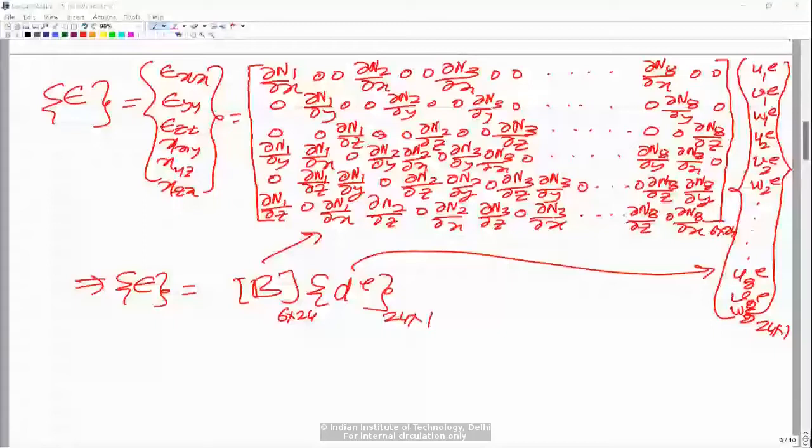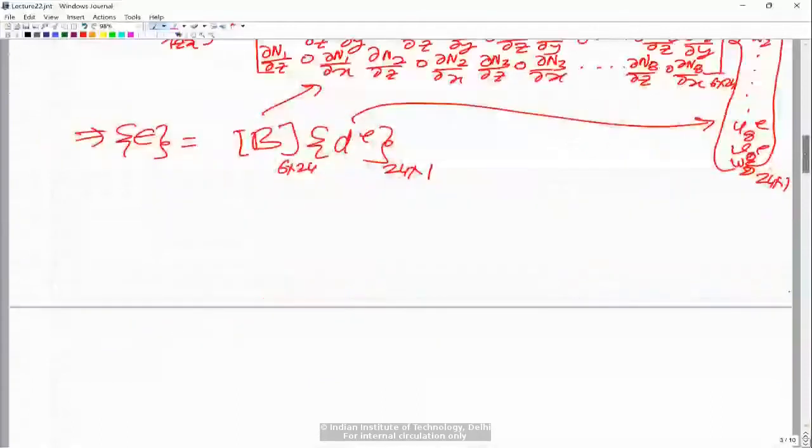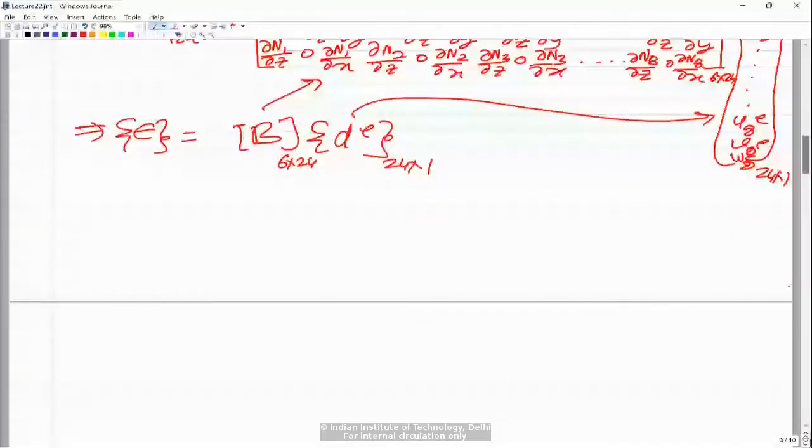Now, once we have defined the strain displacement matrix, the interpolation matrix for u, v, w, and all six components of strain, the development of the element level governing equations is straightforward. But before that, I have already talked about the shape functions. N1 to N8 are shape functions written in terms of natural coordinates xi, eta, and zeta. Now we need the derivatives of the shape functions with respect to physical coordinates x, y, and z.